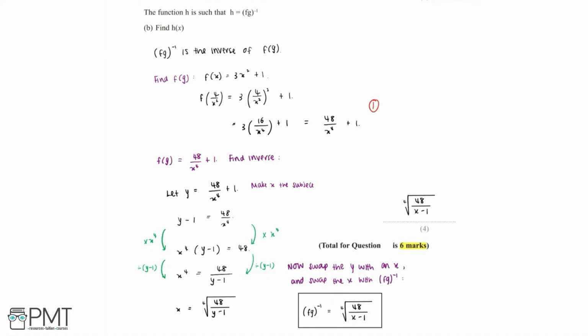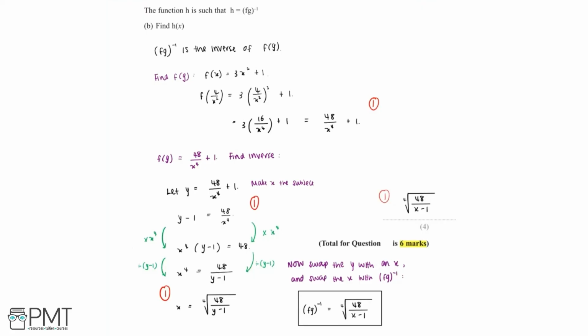We get the fourth mark for a process to find the inverse of f of g, and for setting up the equation y equals 48 over x to the power of 4 plus 1. We get the fifth mark for rearranging in order to find that x to the power of 4 is equal to 48 over y minus 1. And we get the sixth and final mark for using all of this in order to find that the inverse function of f of g is equal to the fourth root of 48 over x minus 1, allowing us to get the full 6 marks needed in this question.